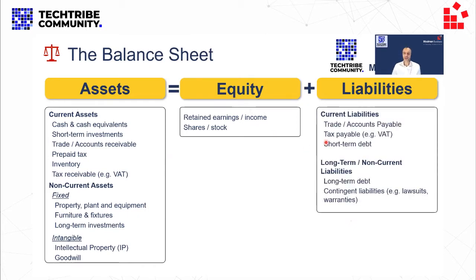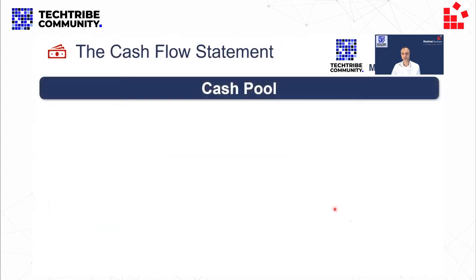Those consist of the current and the long-term or non-current liabilities. Current liabilities is money that you owe, like you've received invoices from your suppliers and you haven't paid them yet. Those would be the trade or accounts payable. You might have tax payable like VAT and short-term debt. And then in the long-term or non-current liabilities, you will have things like long-term debt and contingent liabilities, making provisions for lawsuits and things like that.